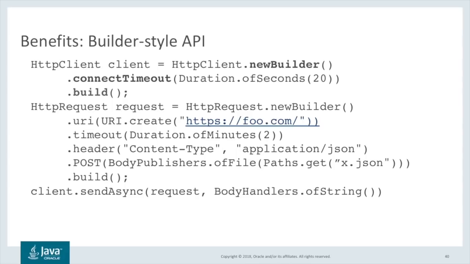The HTTPRequest has a similar newBuilder factory. Then the request URI is set, a request-specific timeout, and a header indicating the content type, since this will be a POST request. The BodyPublishers ofFile factory method is used to return a request body publisher that publishes the content of the given file path. The request is then sent.